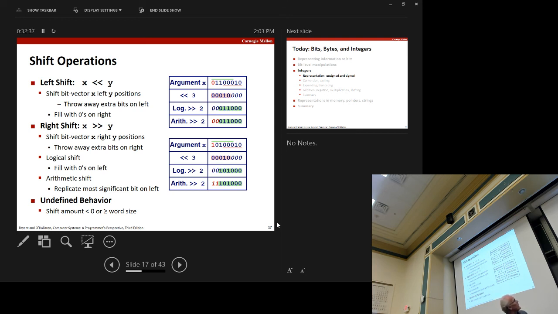Now, as you know, in C, you can represent those shifts with double less than or double greater than. And whether a given expression will evaluate using an arithmetic or a logical shift is a little bit tricky. We'll talk about it later. There's only one way to do it left.